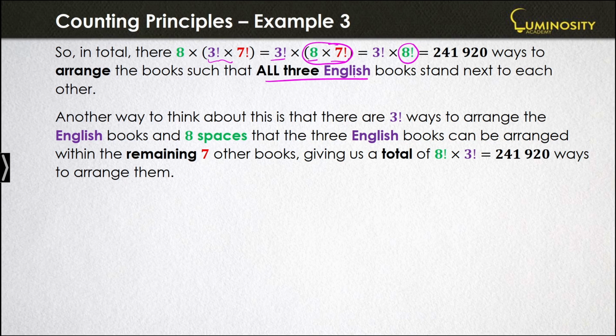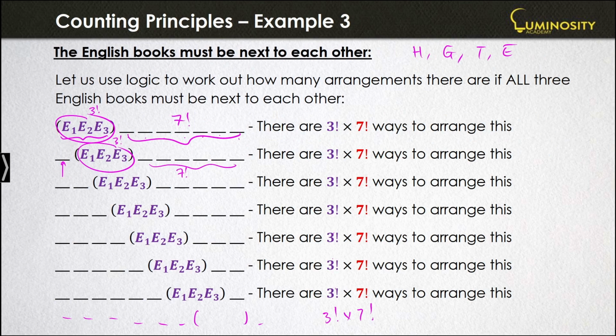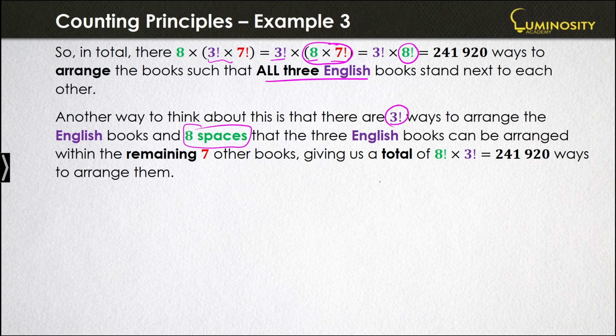Another way you can think about this is that there are 3 factorial ways to arrange the English books, and there are 8 spaces that the 3 English books can occupy among the remaining 7 other books. That's exactly the sort of thinking that we did here. There were 8 possible spacings that could happen. So there's a total of 8 factorial of those spaces times the 3 arrangements. If you can count the number of spaces that you can have between the objects, then that number factorial times the number of ways to arrange the objects will give you the same solution.